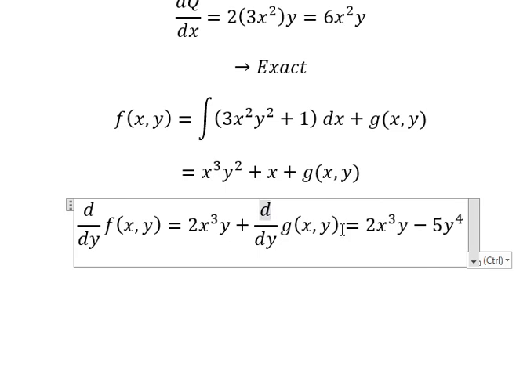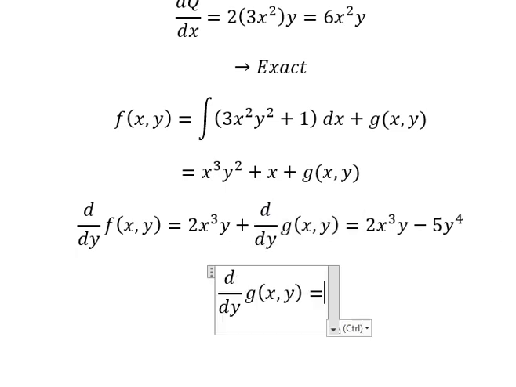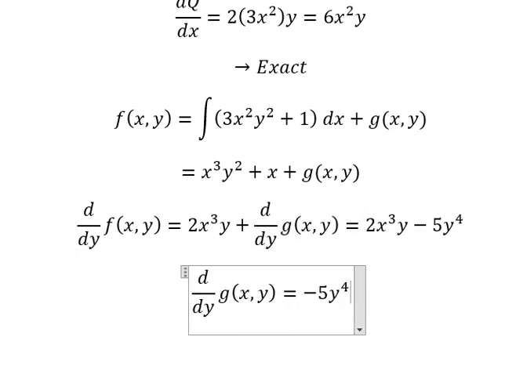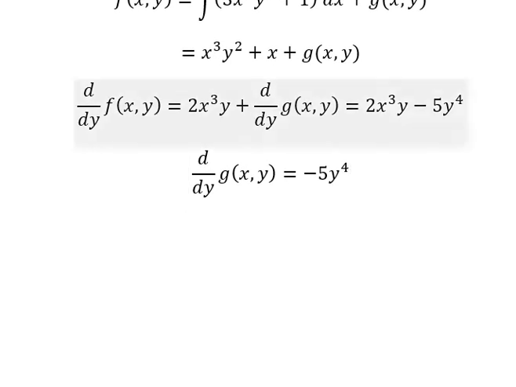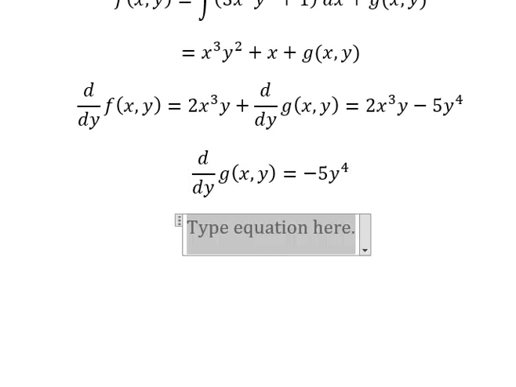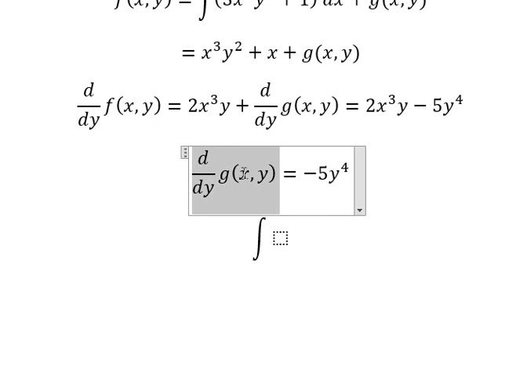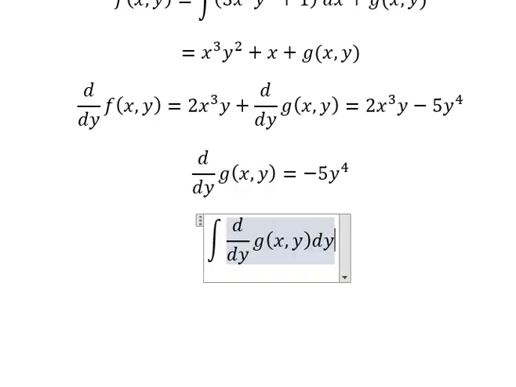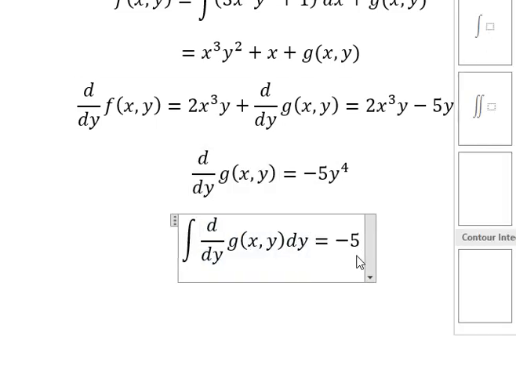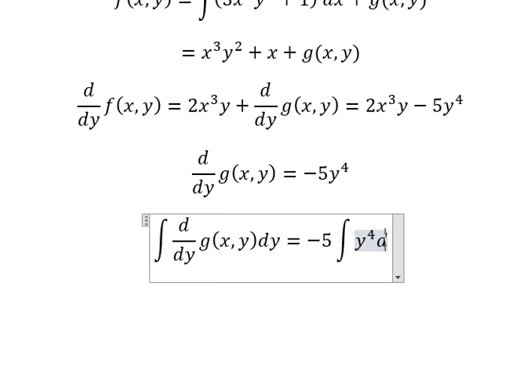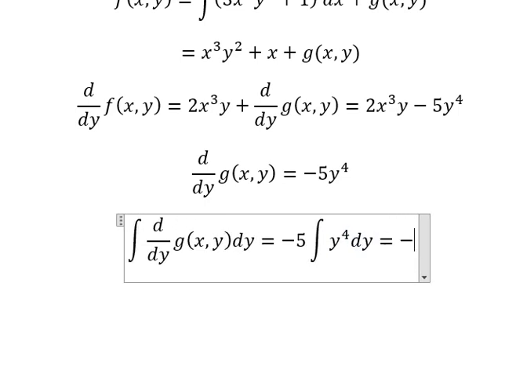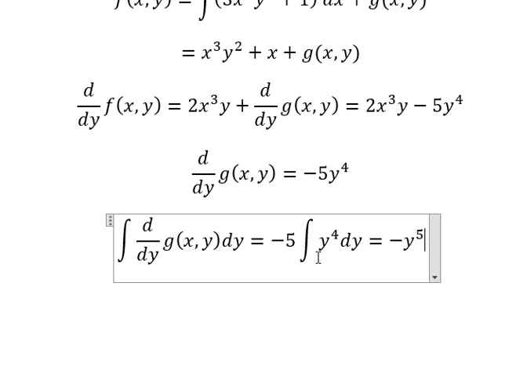And now we simplify for both sides. Later we put the integration for both sides. So this one we have negative y to the power of 5. Because the integration of y to the power of 4, we have y to the power of 5 over 5. Number 5 and number 5 in here, they cancel.